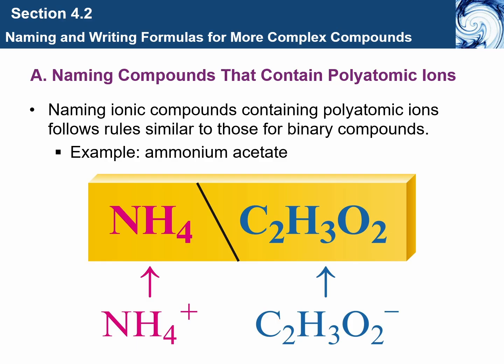The formula contains NH4 plus, which is the ammonium ion, and C2H3O2 minus, which is the acetate ion. The name, therefore, is ammonium acetate. We do not change the acetate to "ide" ending because the acetate already has its own ending as a polyatomic ion name. We also do not use prefixes to describe the number of atoms inside either ion.